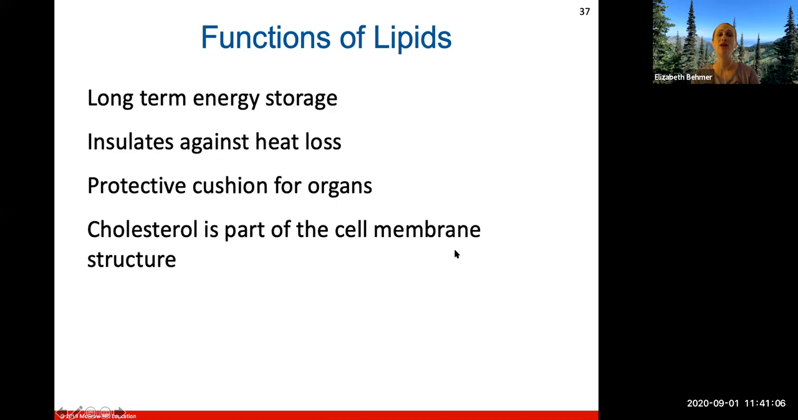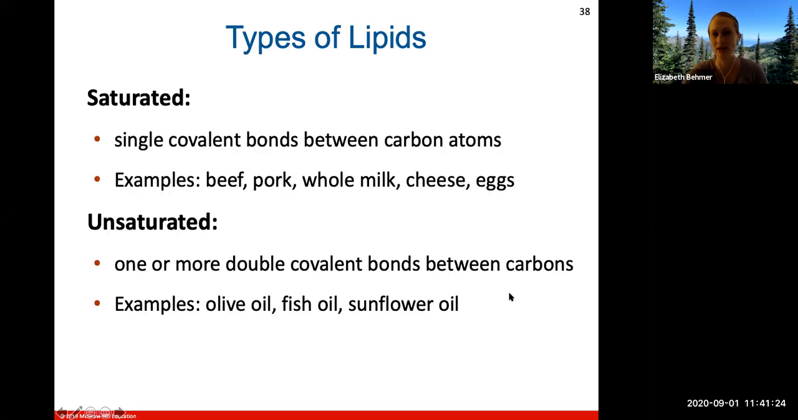Functions of lipids, they are more long-term energy storage, they insulate against heat loss, they protect your organs, and cholesterol, which is a type of lipid, is part of your cell membrane structure. And in the next chapter, we'll talk about how the cell membrane looks and how lipids are important in that.